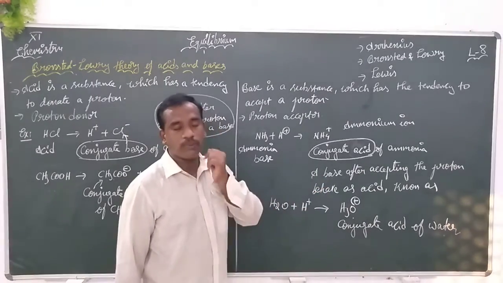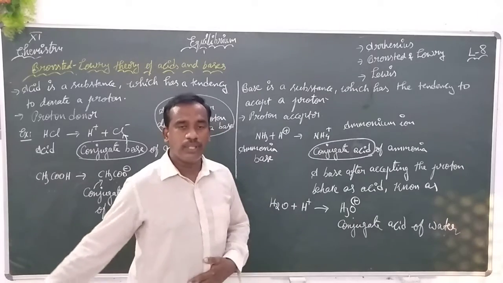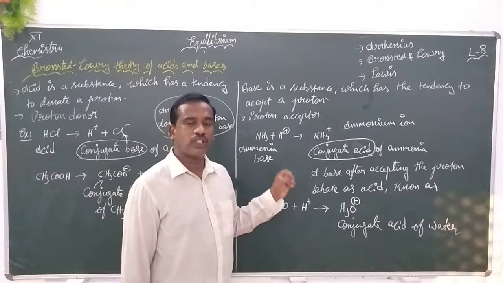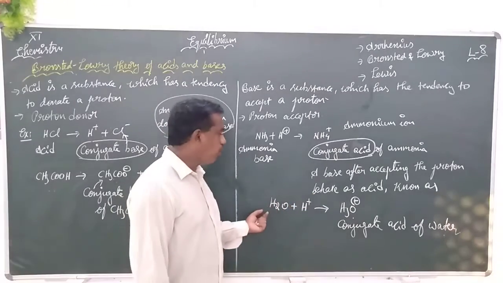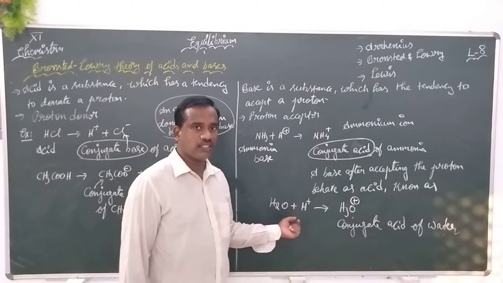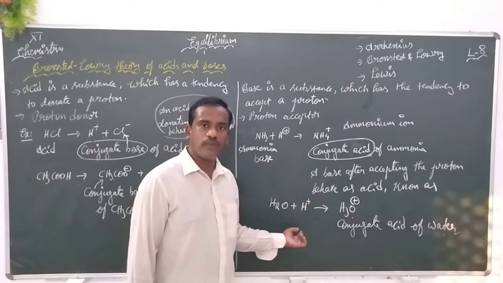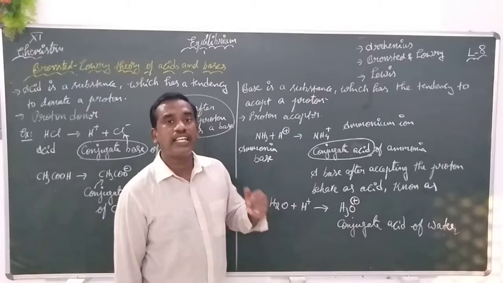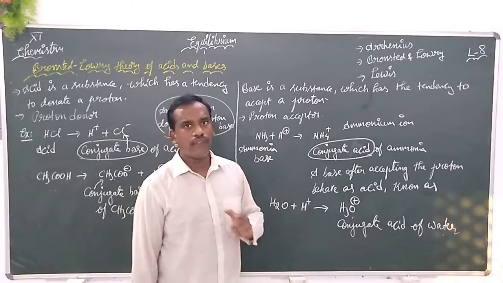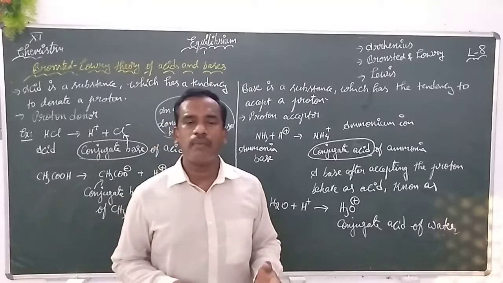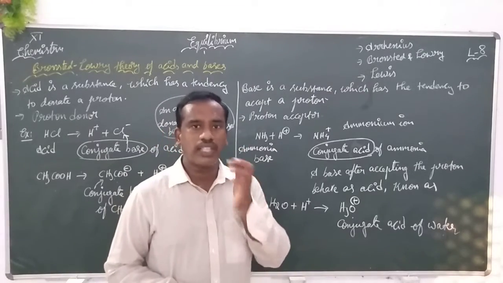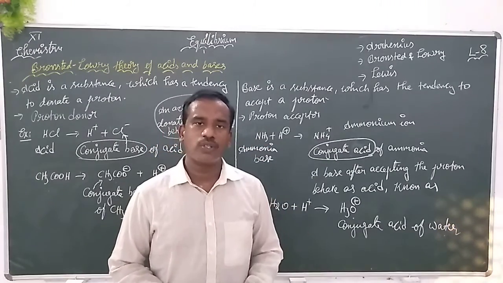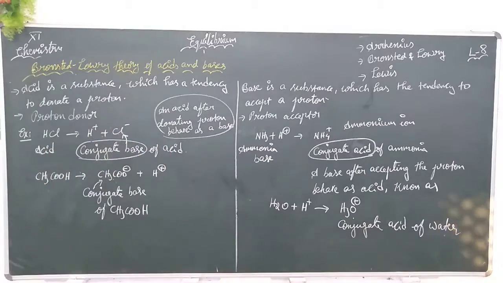So the two new words you must not forget: conjugate base, which is formed after losing the H plus ion, whereas the conjugate acid is the one that is formed after accepting the H plus ion. Now what about H2O plus H plus? It is accepting the H plus ion, so we say it is a Bronsted base. The H3O plus is called the conjugate acid of water. In the next video, I will give you a table showing the conjugate acid and conjugate base formed by some compounds. Learn this concept, children. No doubt. Thank you.